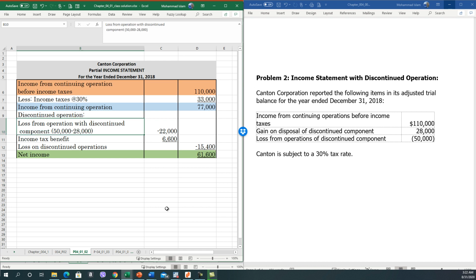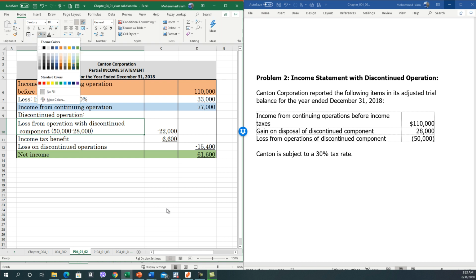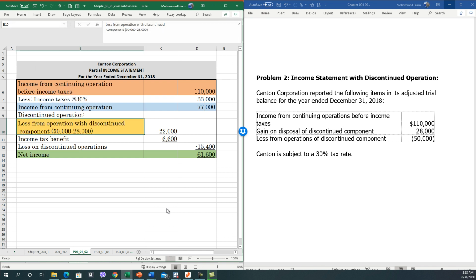What do we have? We have a loss of 50,000 and a gain of 28,000. So the net loss would be 50,000 minus 28,000. The difference would be our net loss. So that is what we have done over here, minus 22,000, and for this 22,000 loss, we can have the income tax benefit at the rate of 30%, that is 6,600, and the difference between these two is our 15,400.